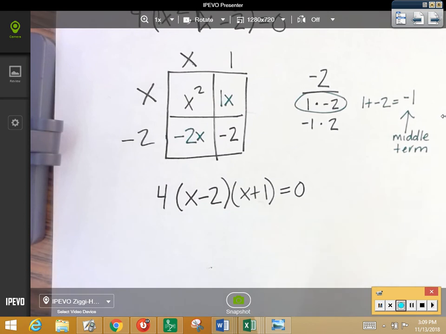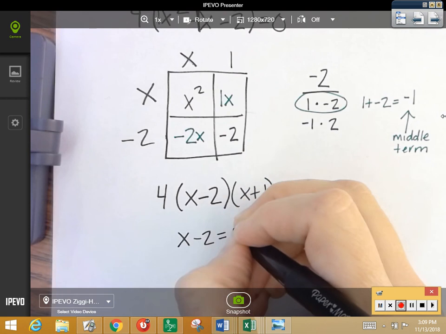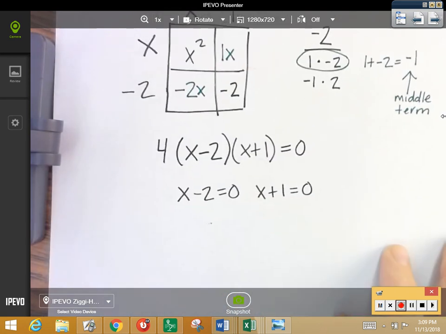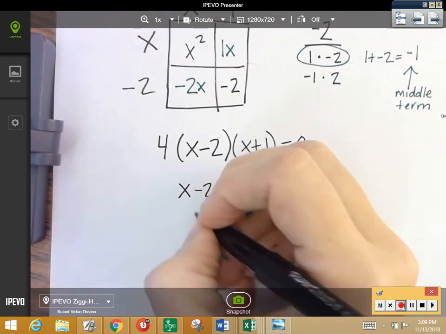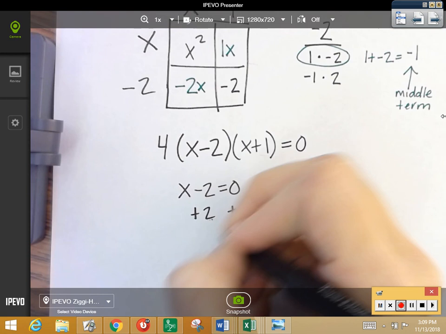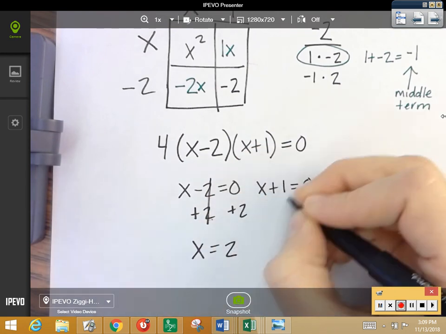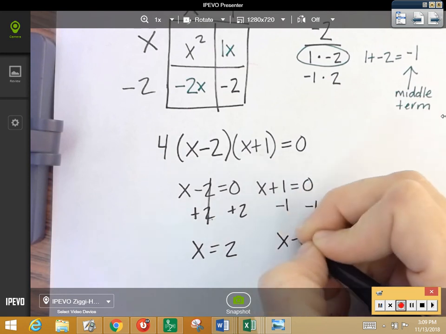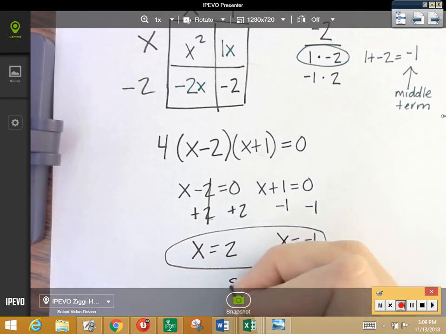Okay, so now that I have it in factored form, I can take each of my binomials and set those equal to 0 in order to solve for x. So I have x minus 2 equals 0, and x plus 1 equals 0. And I'm going to go ahead and solve for x by doing inverse operations. So the opposite of subtracting 2 is adding 2 to each side. So for my first solution, I get x equals 2. And over here, the inverse of adding 1 is subtracting 1, so I get x equals negative 1. So these are my two solutions for this quadratic.